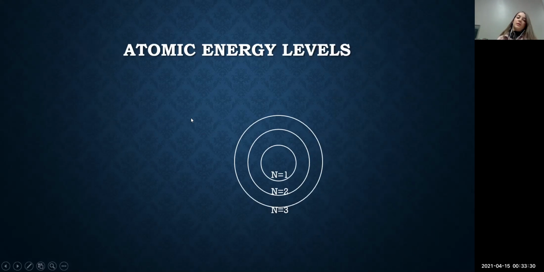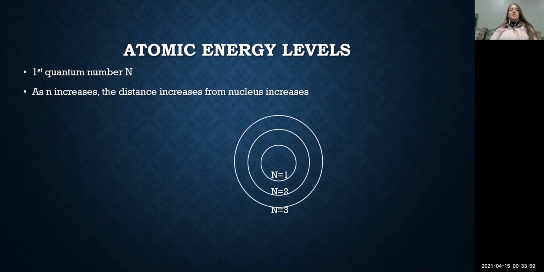So let's talk about energy levels. What is our N number? That is going to be our energy level, or how big the atom is, our quantum number N. So the higher the N number, the higher the energy level, obviously. And we have these different energy levels. And you can see that these little rings can make the atom bigger or smaller. And so as N increases, the distance from the nucleus also increases.